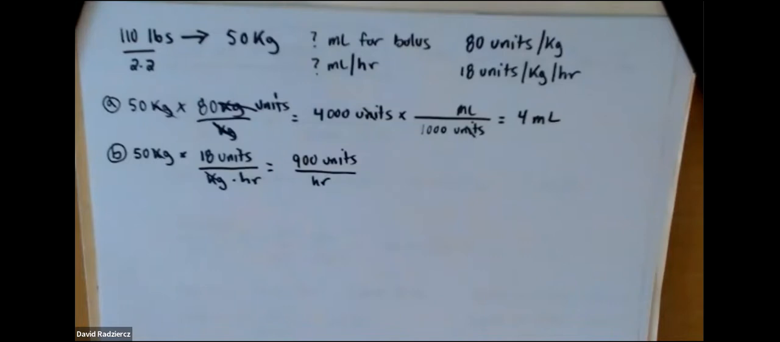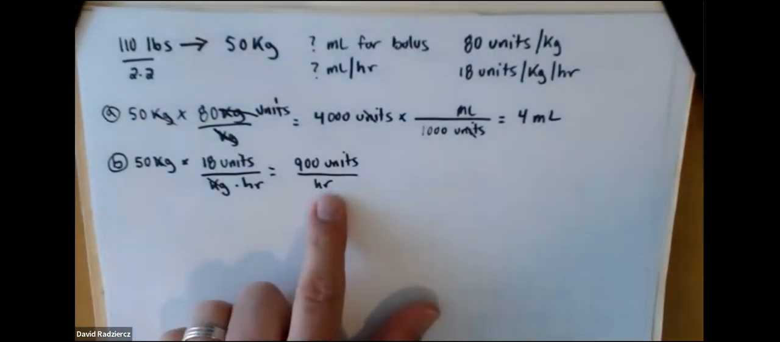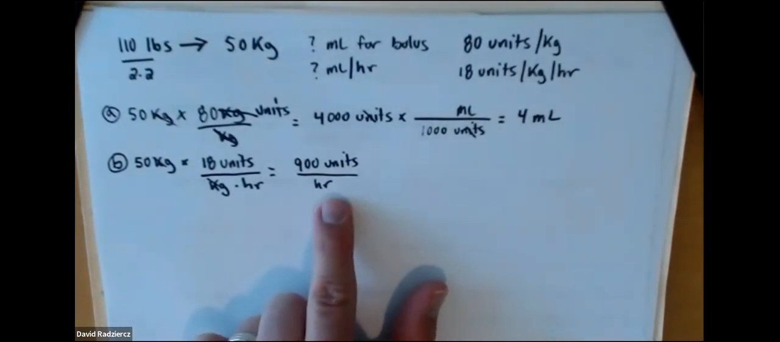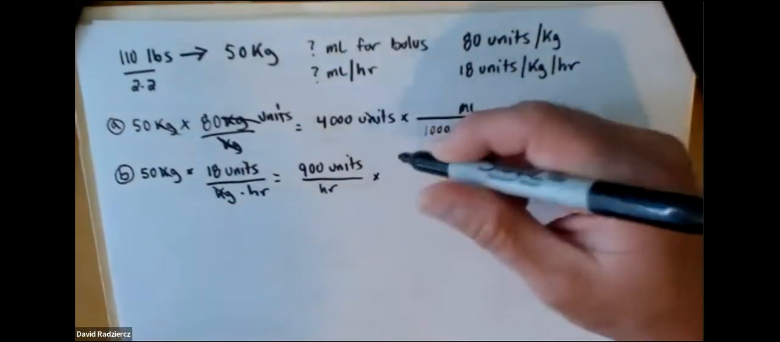Again, just like last time, if it asked what is the units per hour, we'd be done, but it is asking what is the milliliters per hour. And so I have to do a conversion. I'm going to follow the same strategy that I followed for question 22, where I converted heparin units per hour to heparin milliliters per hour.